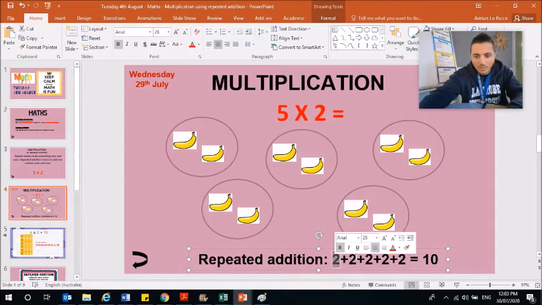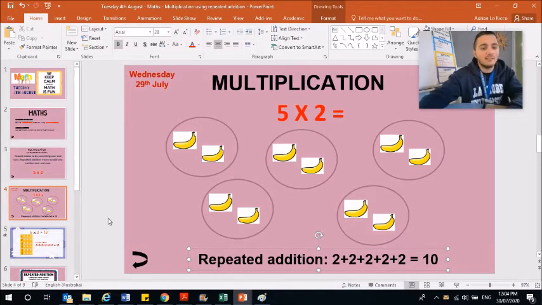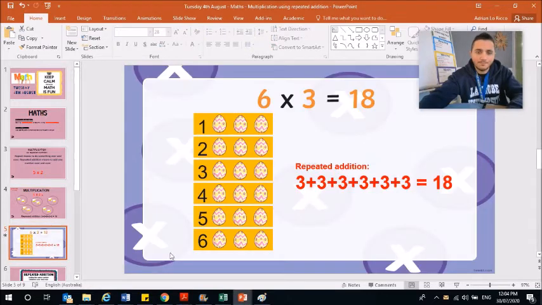So let's count them. 1, 2, 3, 4, 5. There are five groups of two there. That's what it looks like as repeated addition. And to get our answer, we just need to count them all. We can skip count by twos if we can. 2, 4, 6, 8, 10. Or you can count them to get your answer. 10.